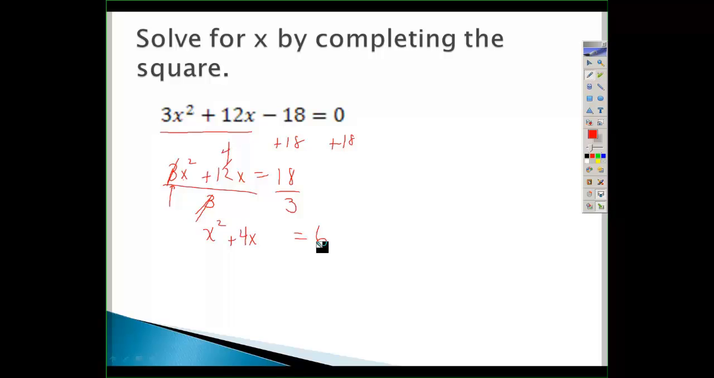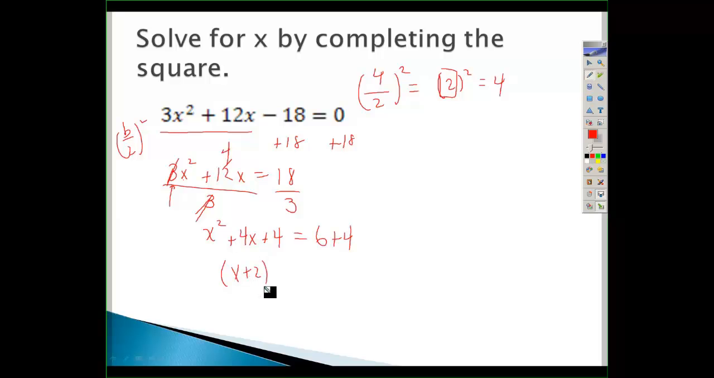So this is just like what we were doing before, b over 2, quantity squared. And the goal is just to get an equation to where I can square root both sides to solve. That's what completing the square is for, to make it an equation where you can square root both sides. So I'm going to take my b value, 4, divide it by 2 and square it. So what I'm actually adding to both sides is 4. But I know when I factor, this number right here is going to be in my factored part. X plus 2, quantity squared, equals 10.